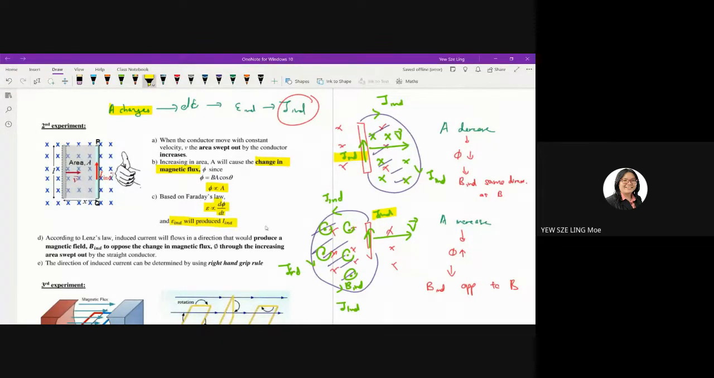Nampak tak? Semua dia sama. So change in A causes a change in flux. Change in flux leads to the production of induced EMF, and induced EMF would then produce induced current. So according to Lenz's law, the induced current will flow in a direction that will produce an induced magnetic field to oppose the change in magnetic flux, through the increasing of the area swept by the straight conductor.